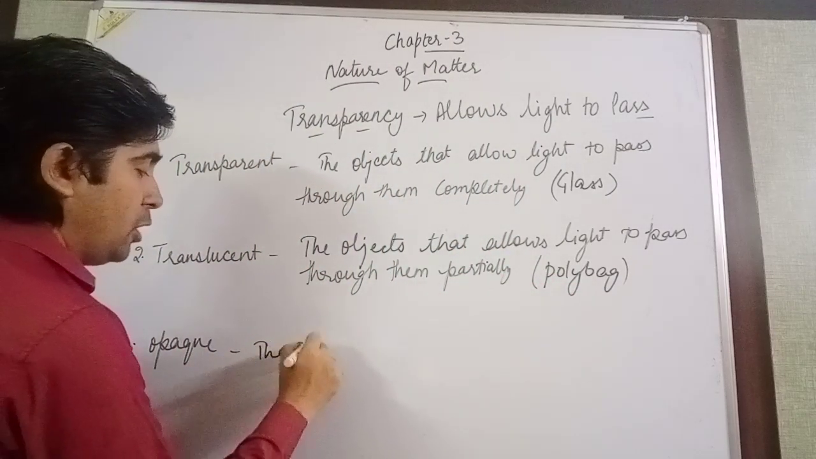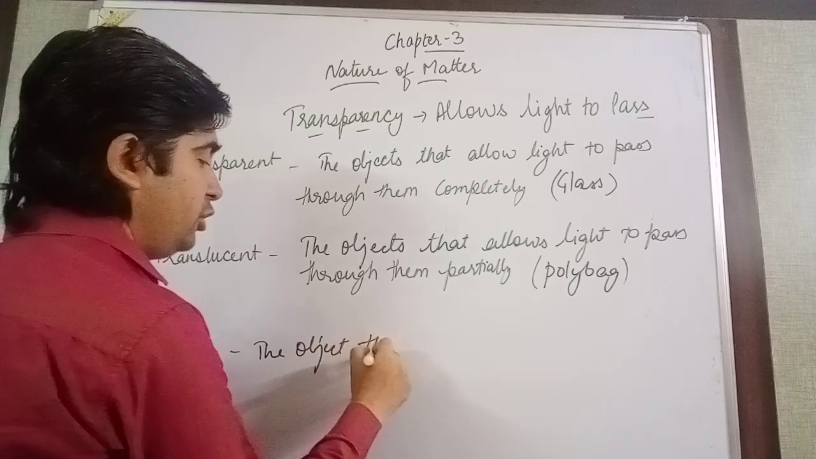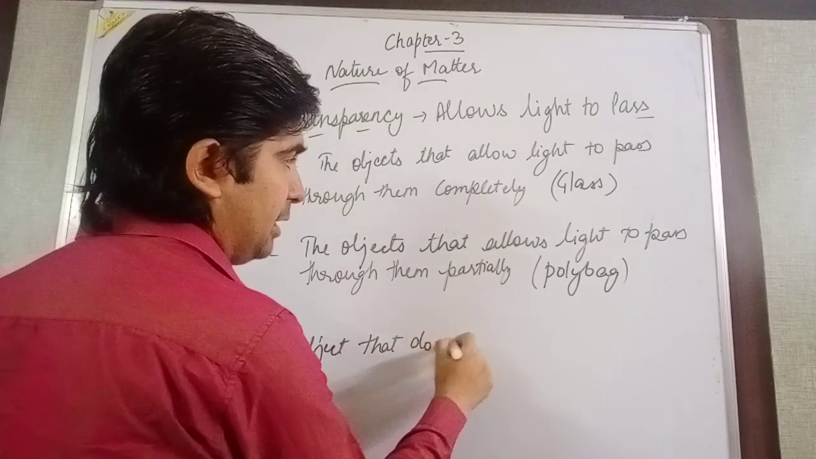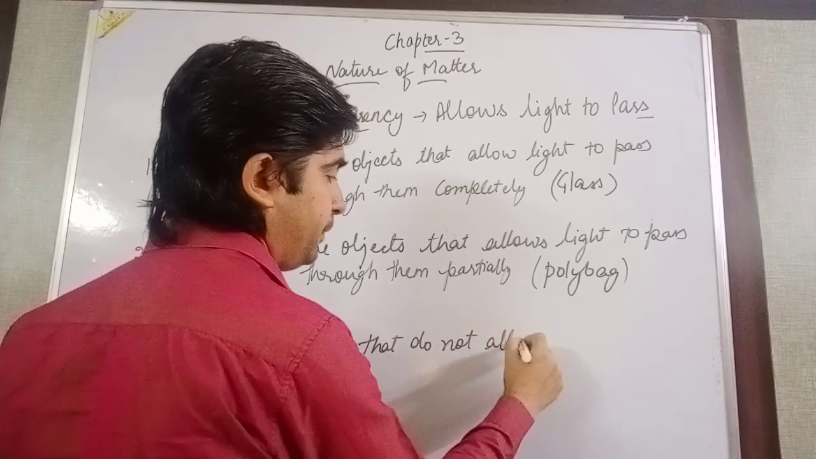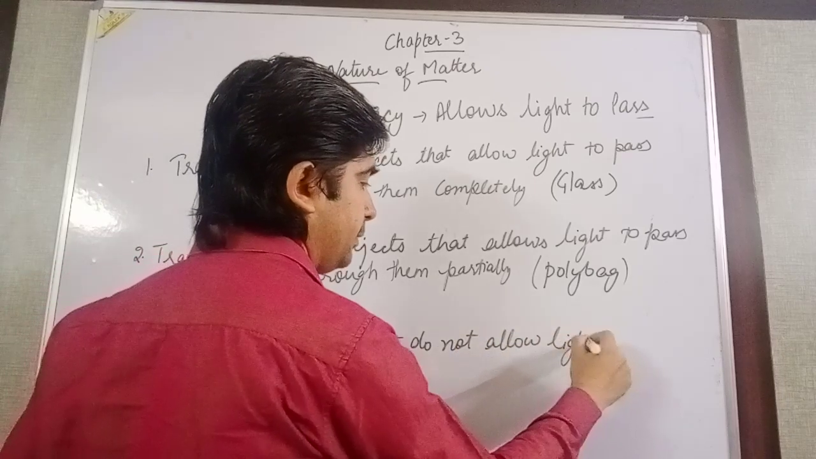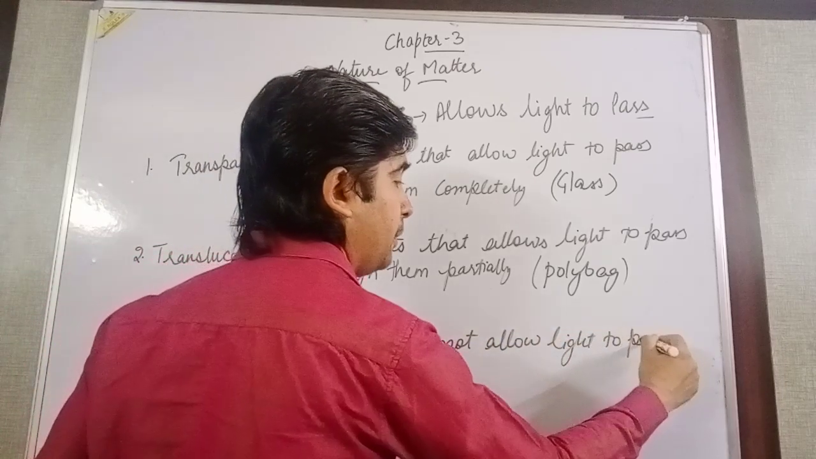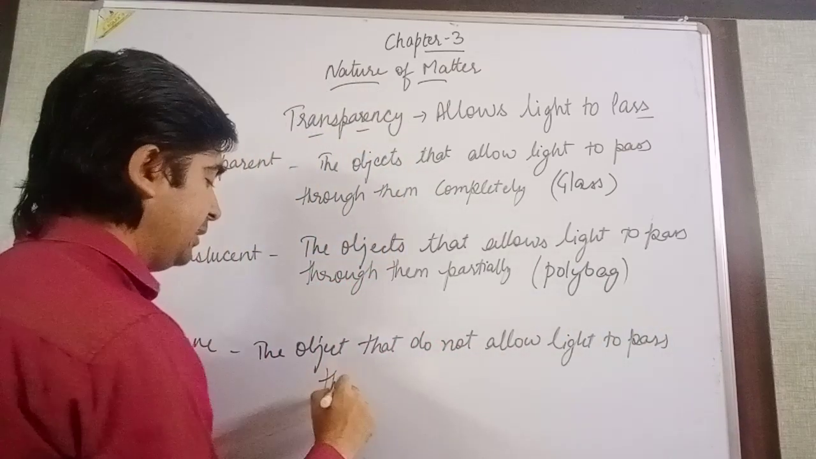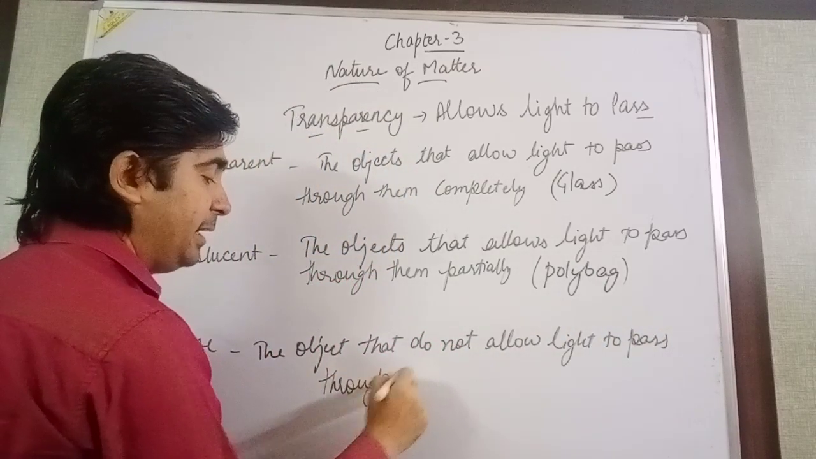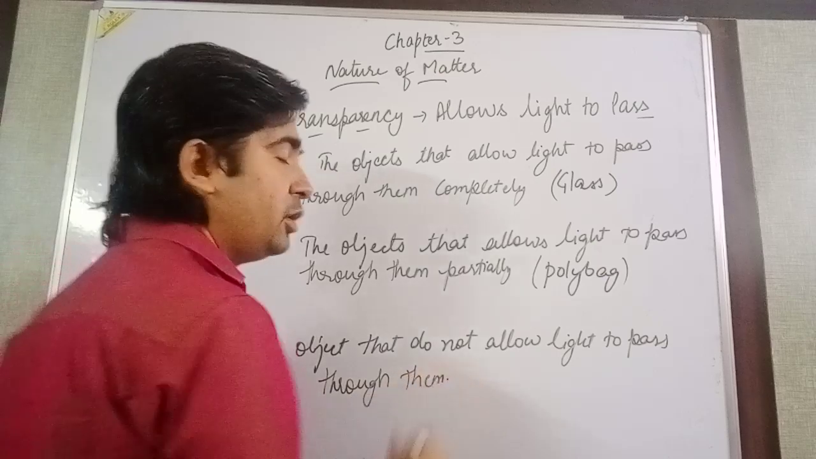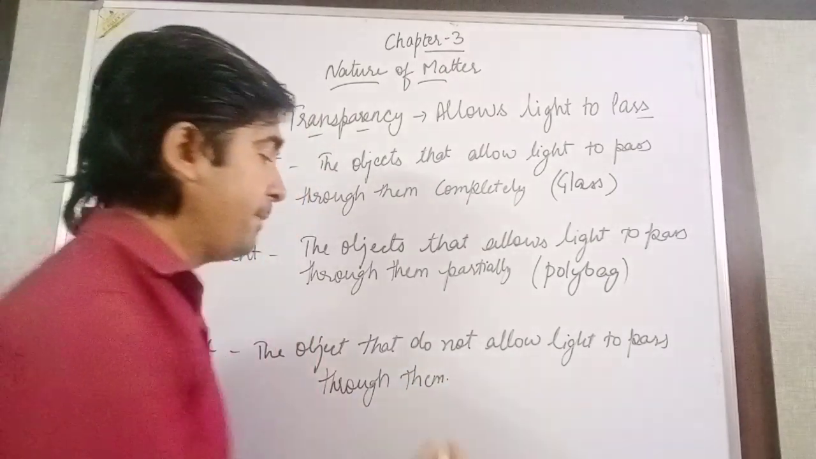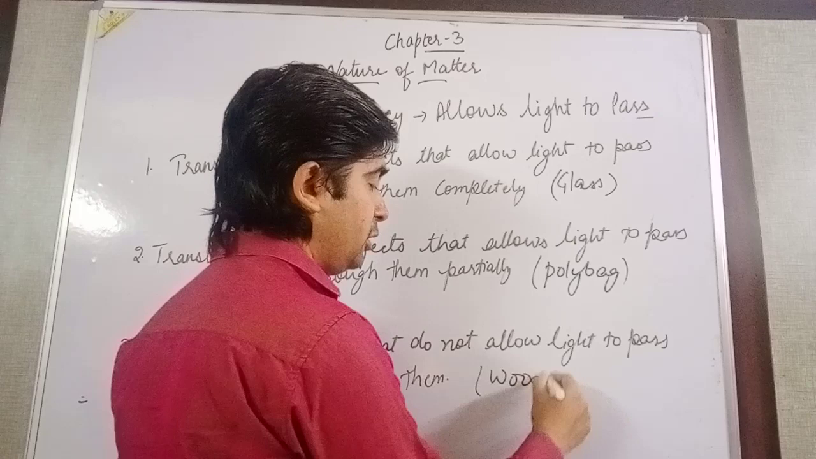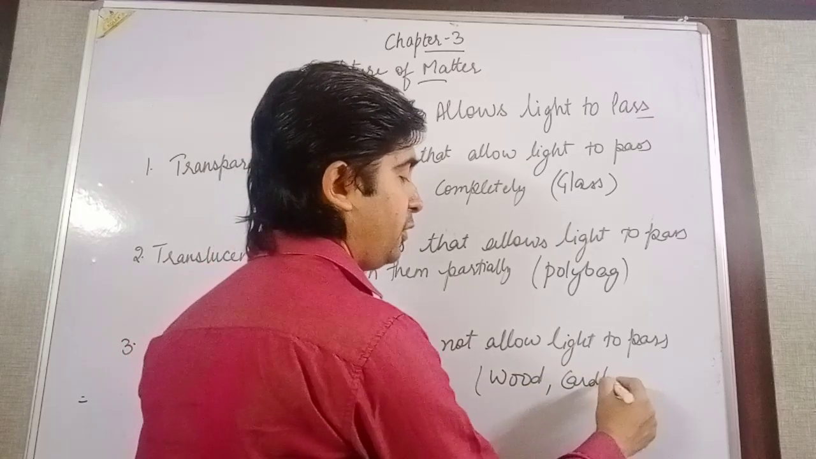Opaque objects are the objects that do not allow light to pass through them. It does not let any light pass through, therefore we are unable to see the object through it. Examples are wood, cardboard, stone.